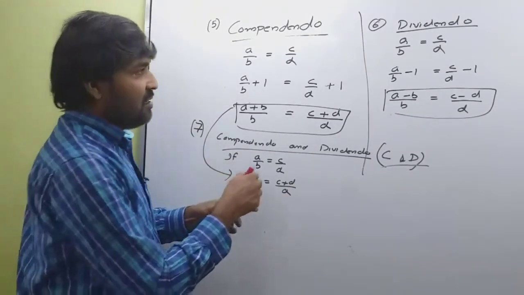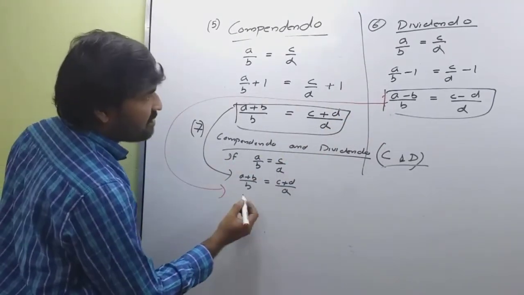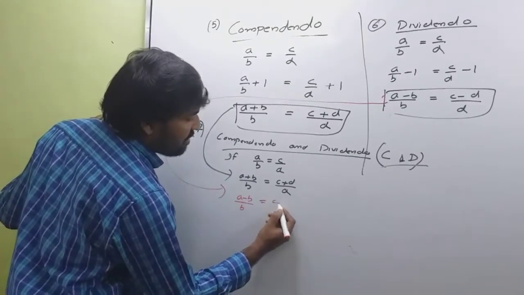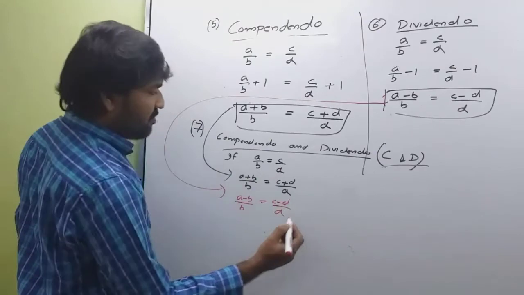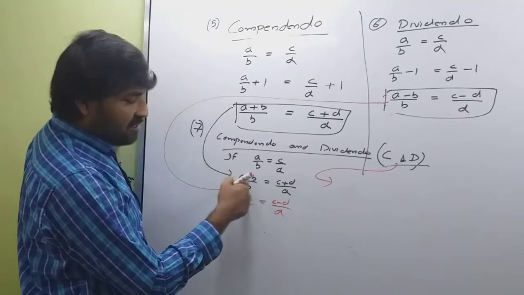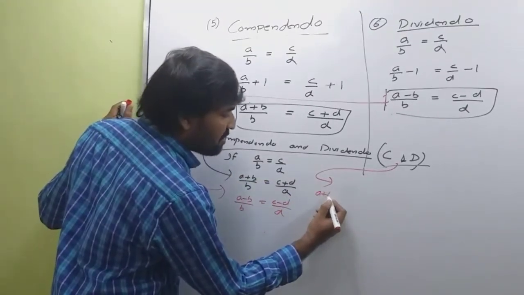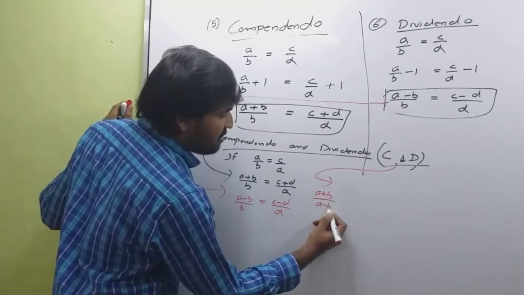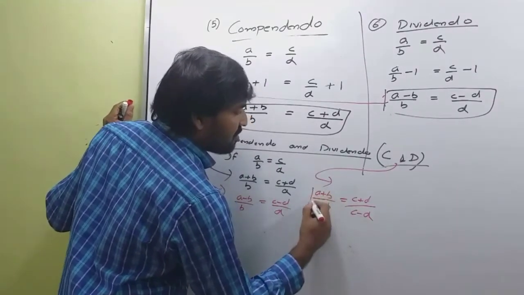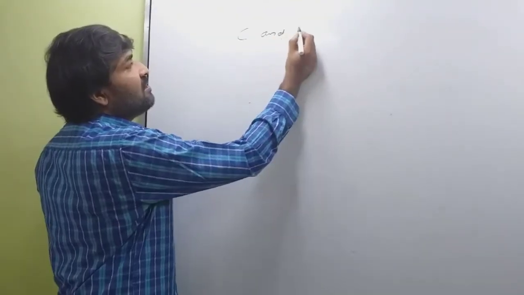And by dividendo, we can write A minus B divided by B is equal to C minus D by D. Now C and D, componendo dividendo: divide these two equations. So we get A plus B divided by A minus B is equal to C plus D divided by C minus D. This ratio is componendo and dividendo.